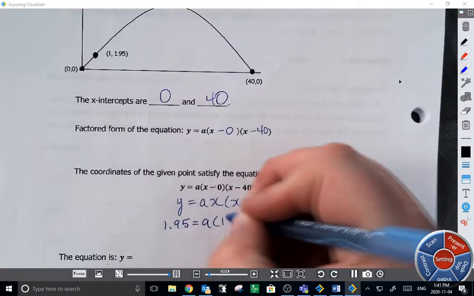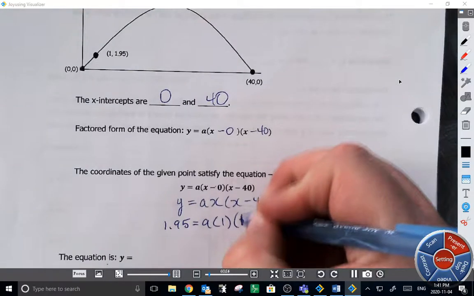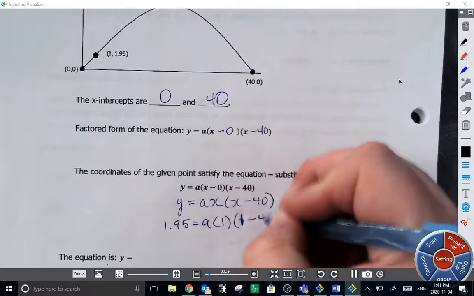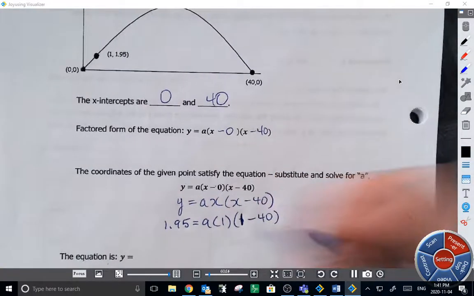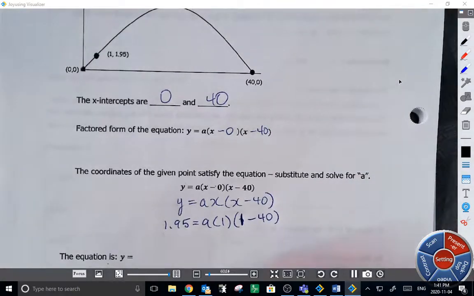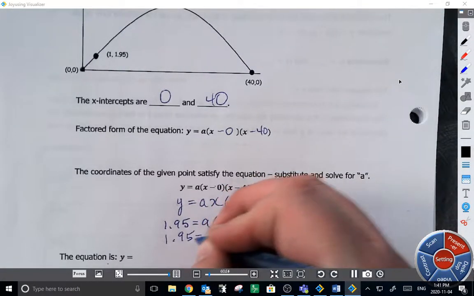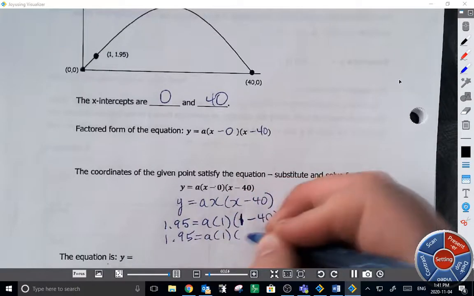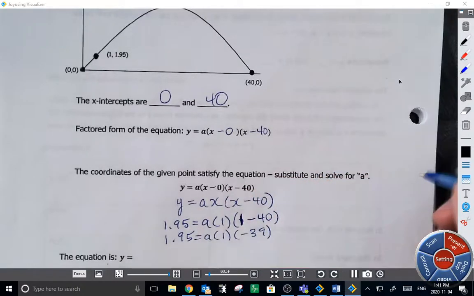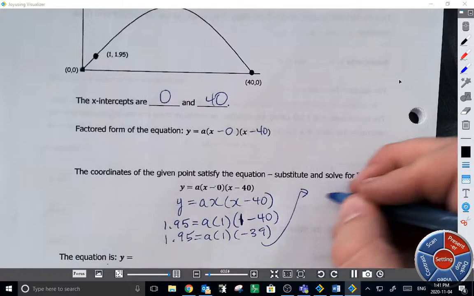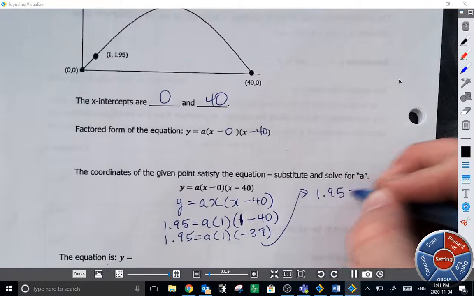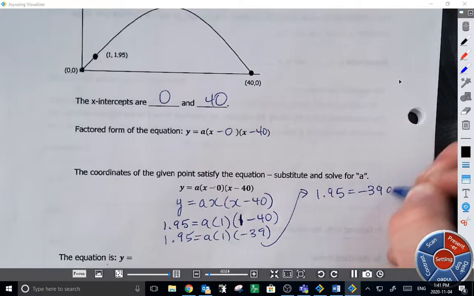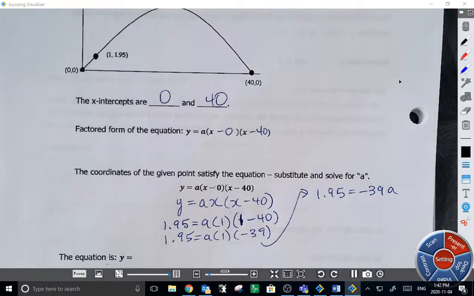And right here is where I made the mistake, and I almost made it again. I forgot to actually put the 1 in for x, and I forgot to subtract it. So I had minus 40 when I should have a times 1 times negative 39. So this equation is actually 1.95 is equal to negative 39a. I had 40a. And actually, this number works out way better than the number I was using, which was wrong.